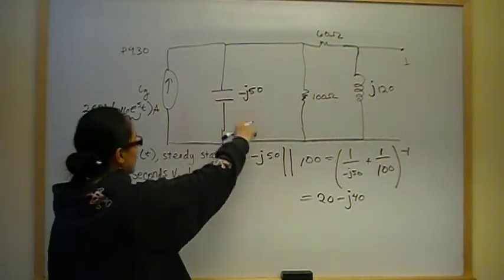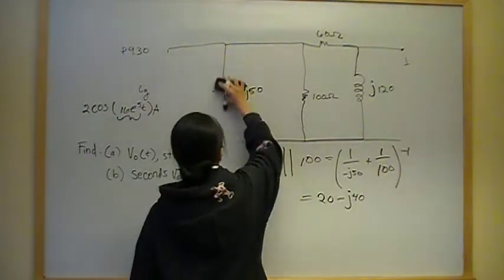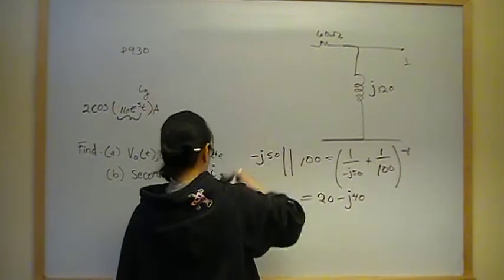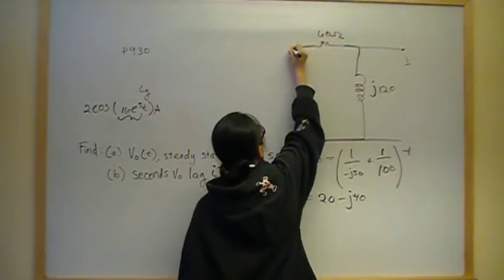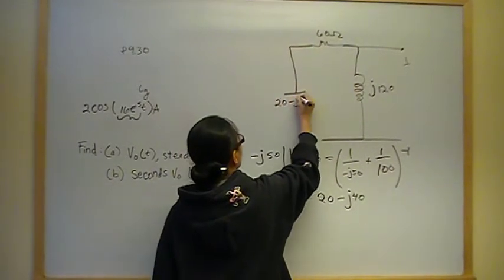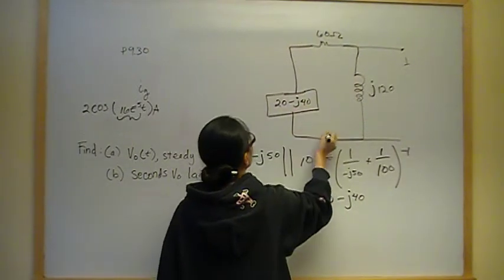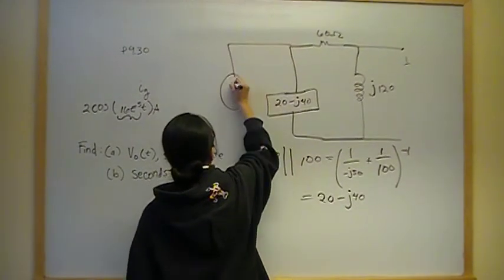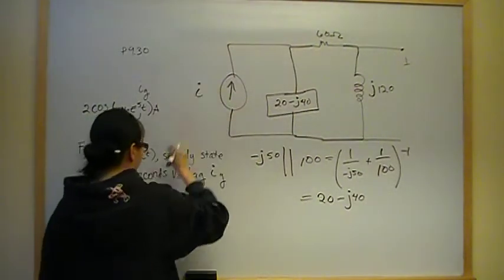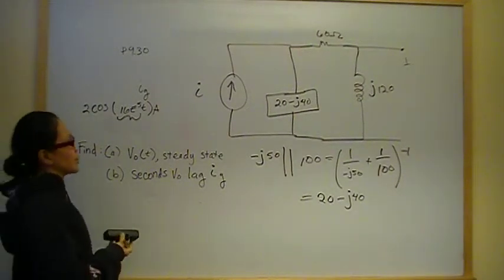So now we're going to erase that and replace it with one equivalent impedance. Now I've got a current, this is 20 minus J40, like that, and my current is going into this. And now I'm going to change this sinusoid into its phasor equivalent.